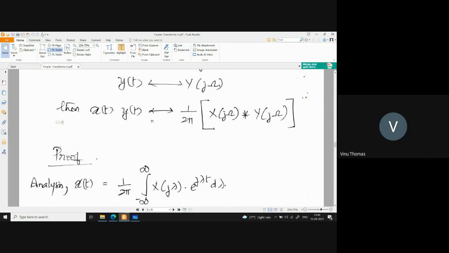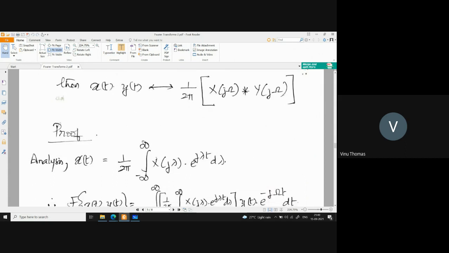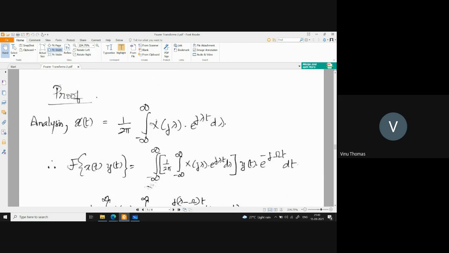The proof is again straightforward. I will represent x of t by the synthesis equation here: 1 by 2 pi integral from minus infinity to plus infinity of x of j lambda into e raised to j lambda t d lambda. I will use lambda because I need to use omega outside this integral expression. So the Fourier transform of x of t into y of t can be written as the integral from minus infinity to plus infinity of that expression into y of t into e raised to minus j omega t dt.